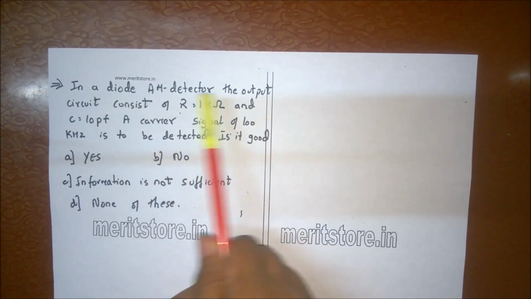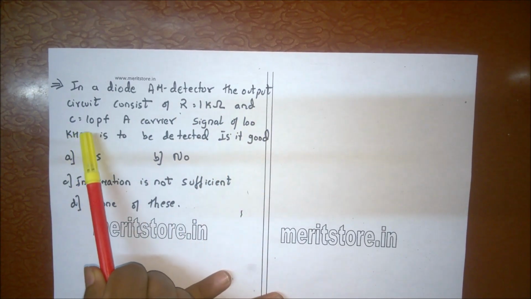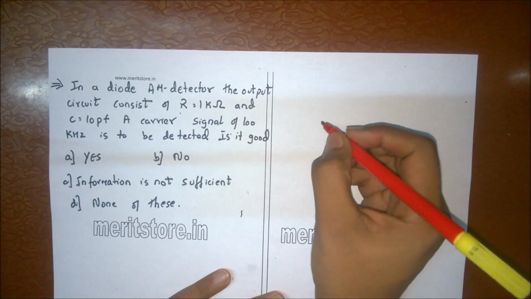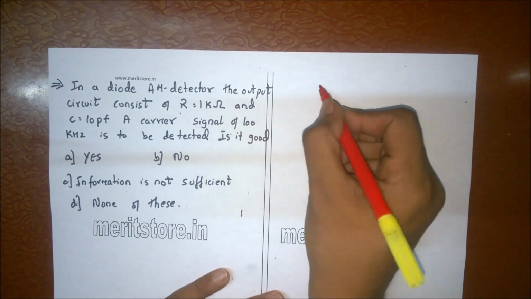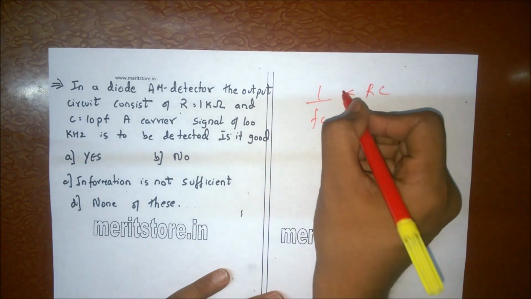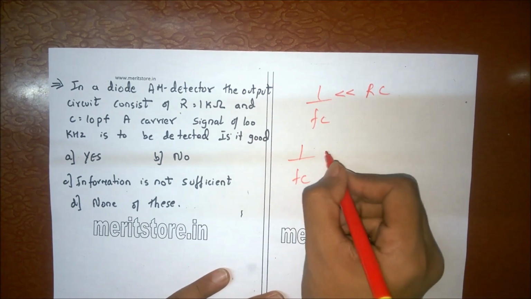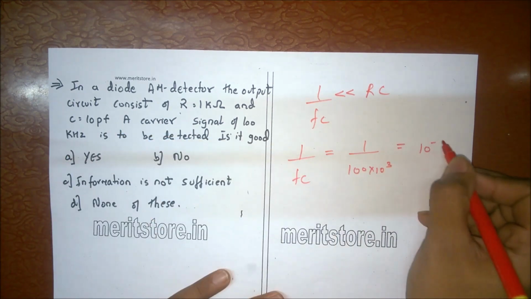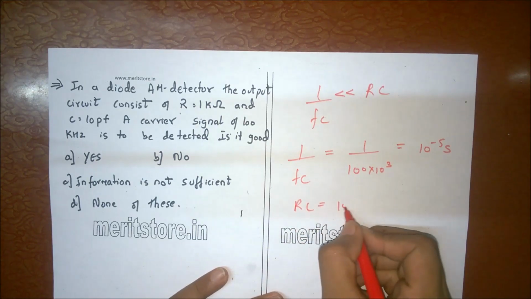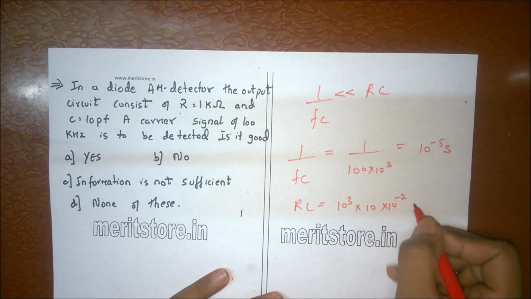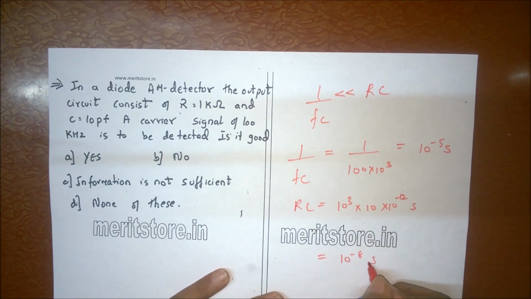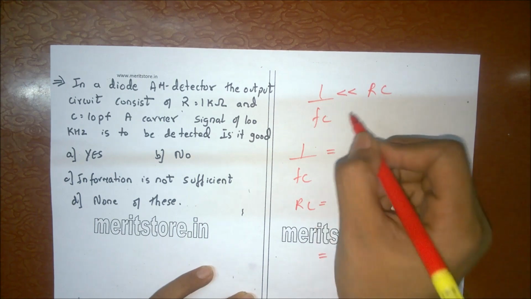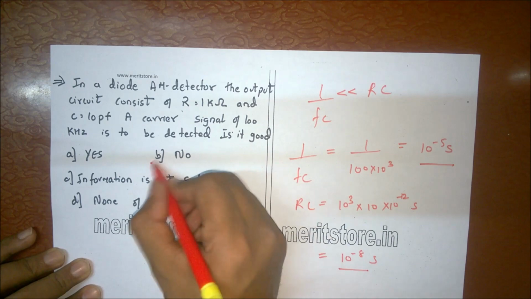In a diode AM detector, the output circuit consists of R equal to 1 kilo ohm and C equal to 10 picofarad. A carrier signal of 100 kilohertz is to be detected. Is it good? Here are the options. Now, in an AM detector, the condition for demodulation is 1 upon fc should be much less than RC. Here 1 upon fc is equal to 1 upon 100 into 10 raised to 3, 100 kilohertz, which is equal to 10 raised to minus 5 seconds, and RC is equal to 10 raised to 3 into 10 raised to minus 11 seconds, which is equal to 10 raised to minus 8 seconds. Here we can see that 1 upon fc is not less than RC as required by the above condition. Hence this is not good. Hence the answer is B. No, it is not good.